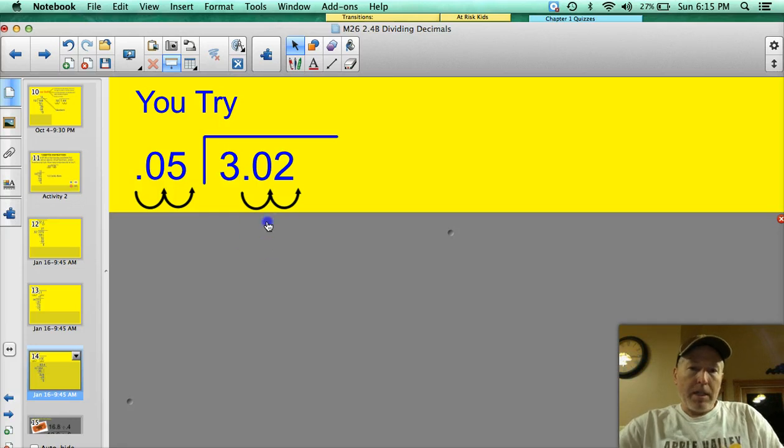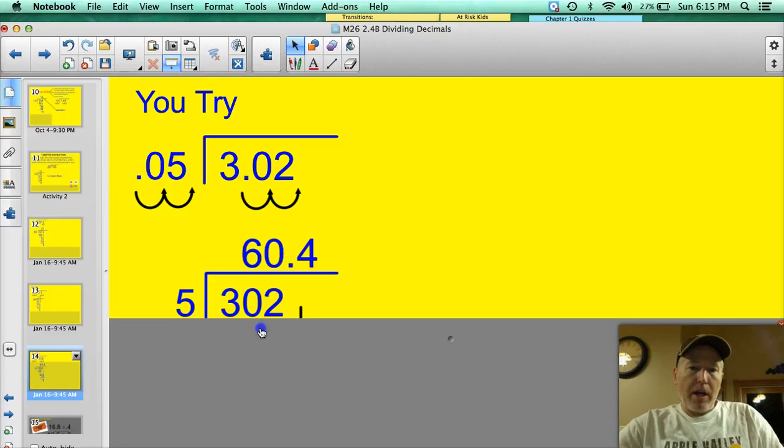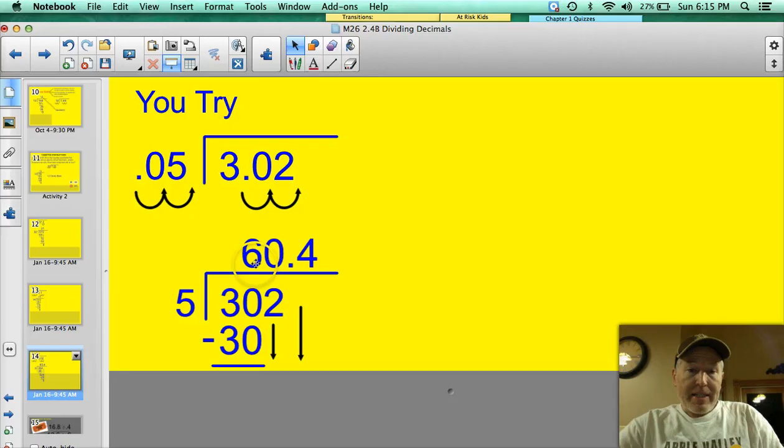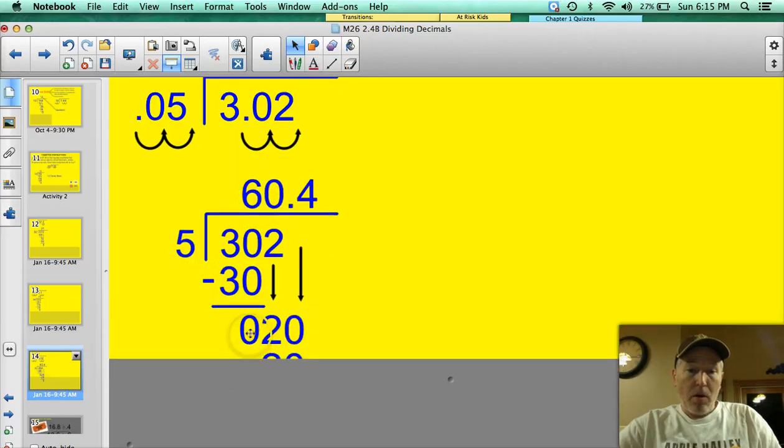Okay, let's see. We reset the problem then. Our new problem will be 302 divided by 5, because when we move this 2 spots, we're going to have 0.5, well, we just get rid of that 0. So 5 goes into 30 six times. 6 times 5 is 30. If I subtract away, I've got 0. I bring my 2 down. Can 5 go into 2? No, it cannot. So I'm going to bring another 0 down.